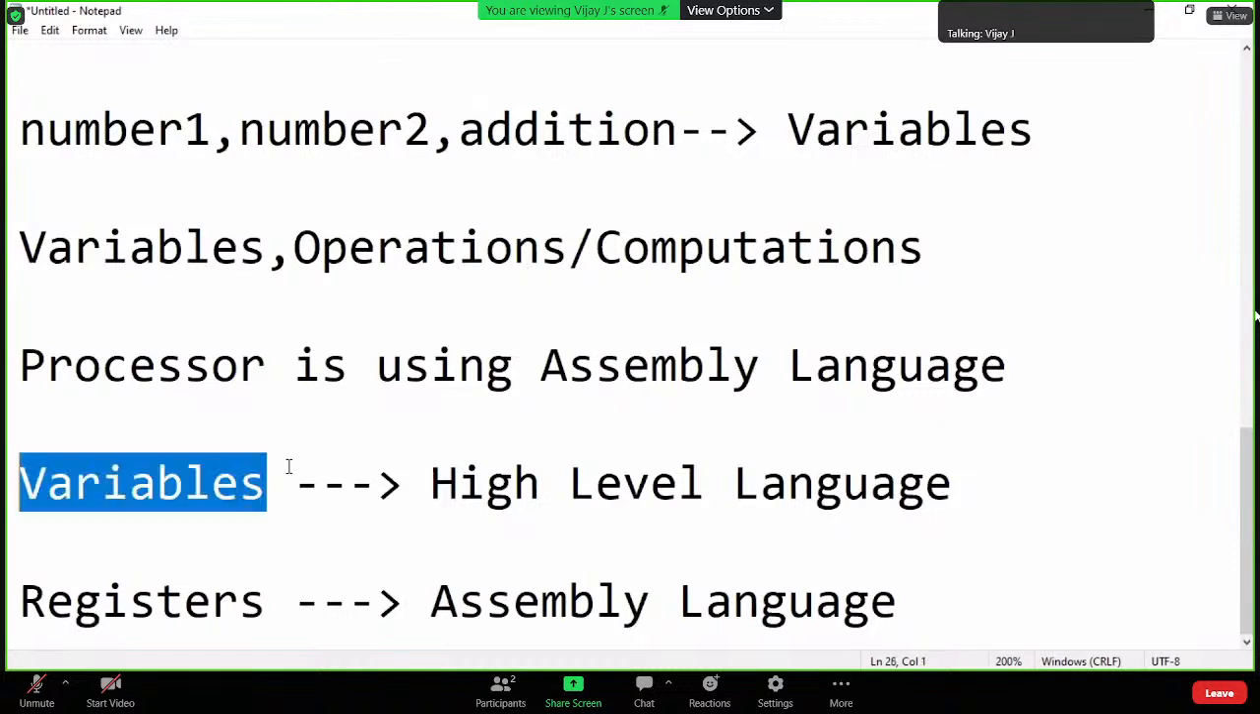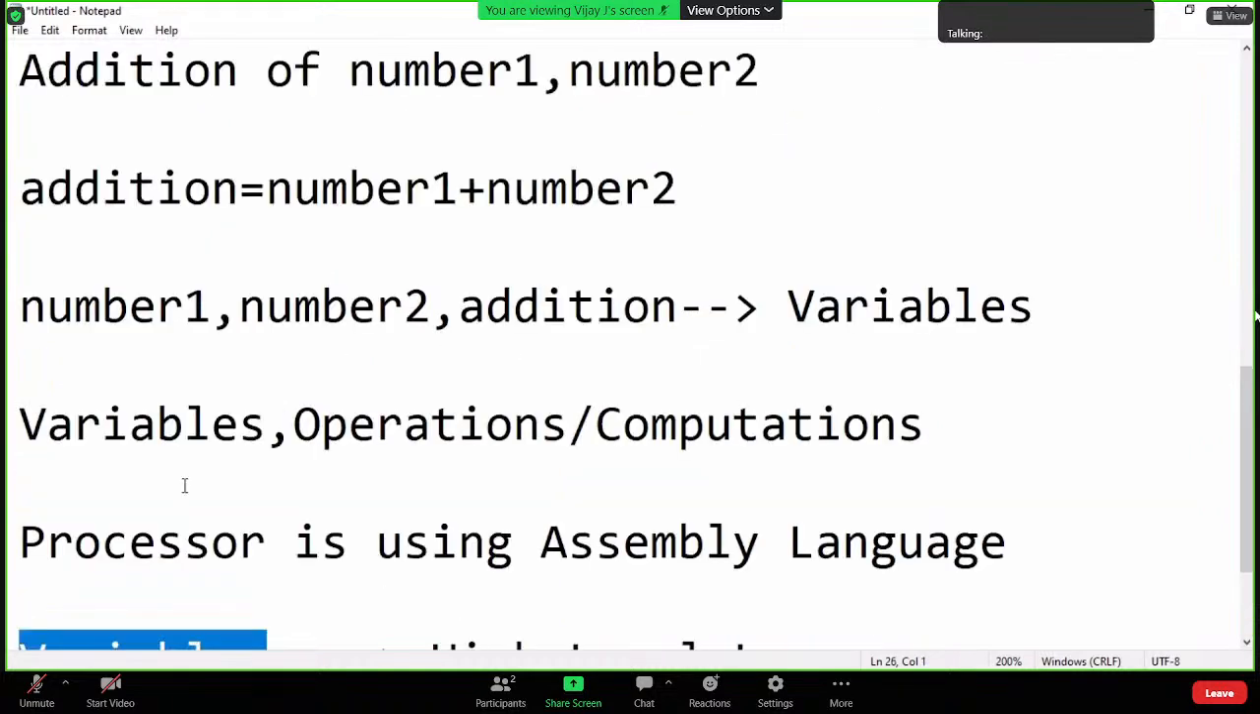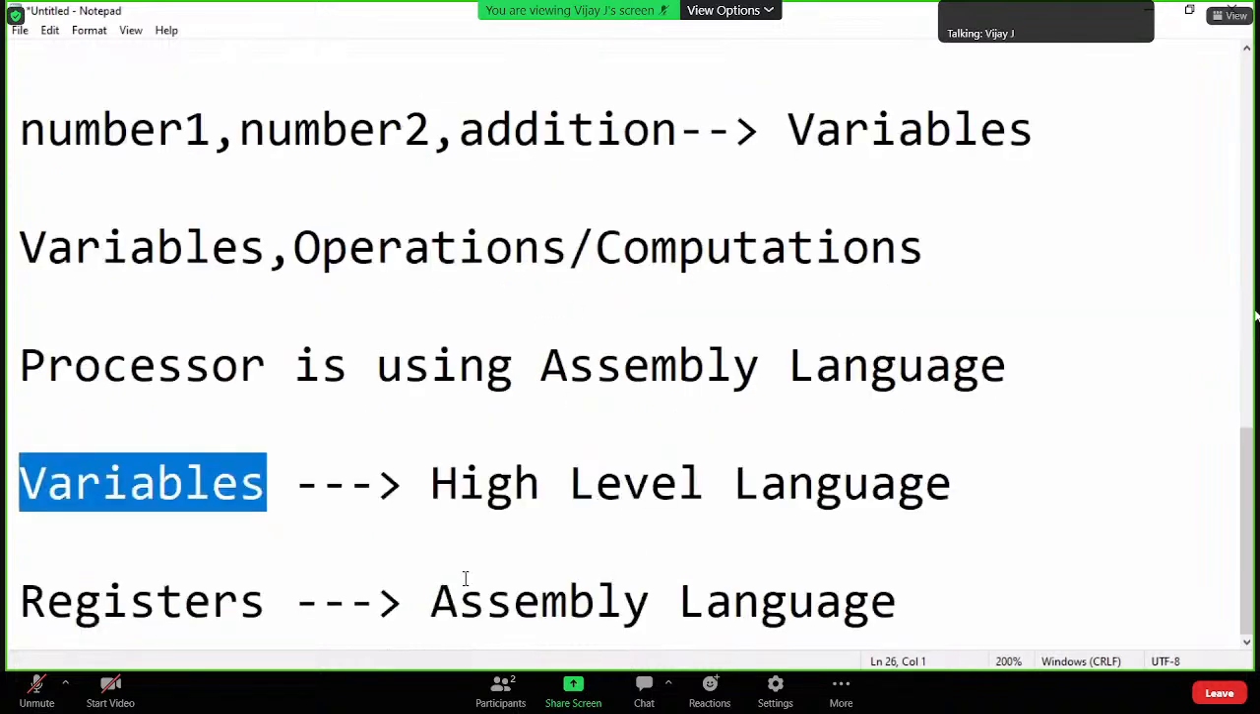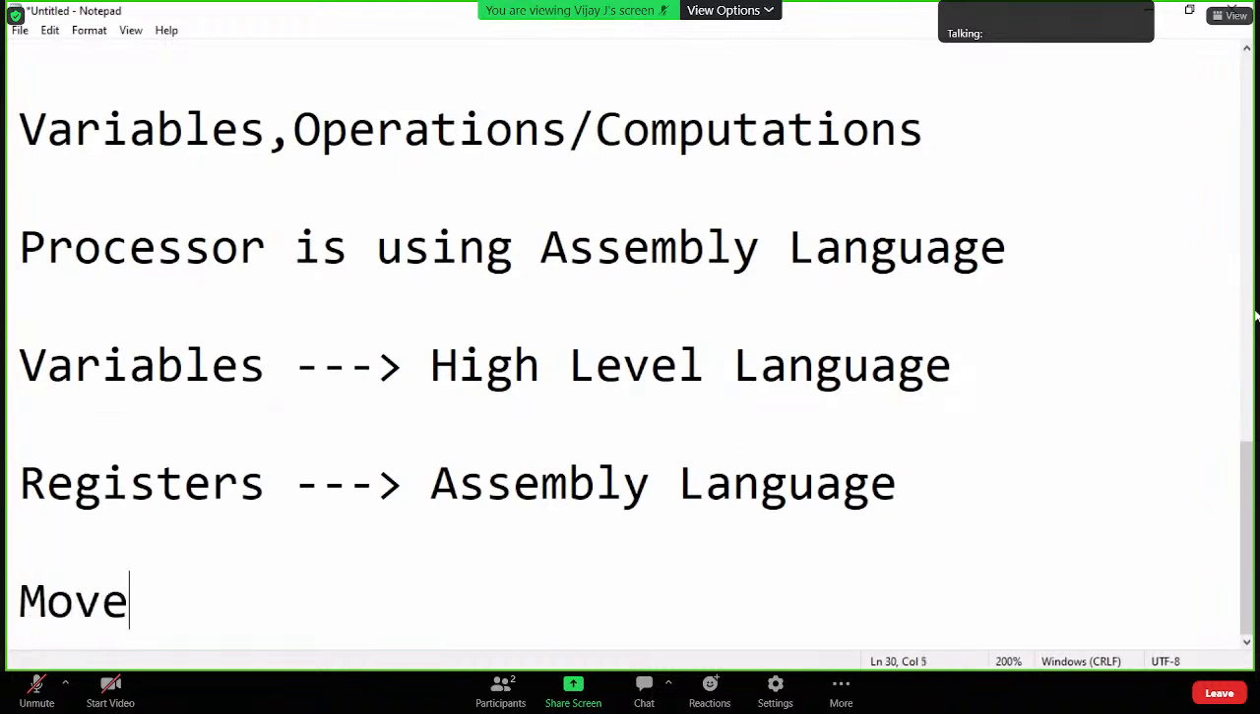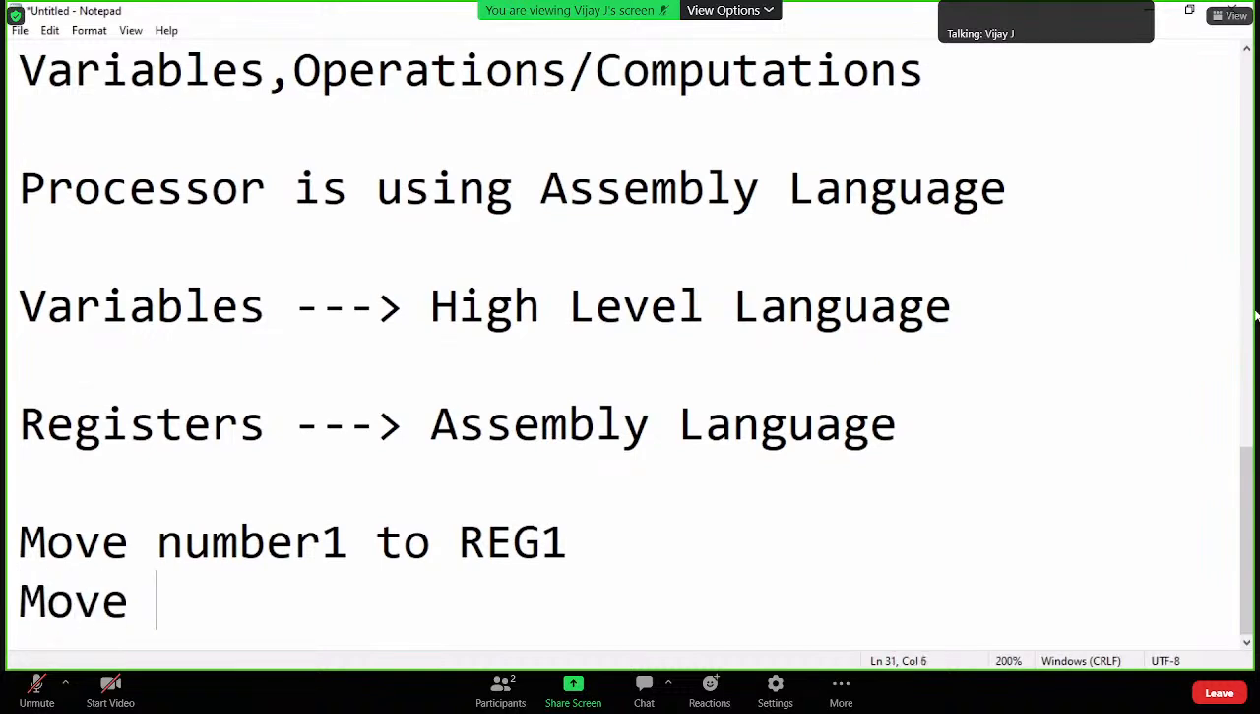Variables. For example, here, I already told you that we have 3 variables: number 1, number 2, and addition, right? But how about assembly language? In assembly language, what can we find? Registers. So what the processor is doing is simple. It is moving number 1 to something like REG1. Here REG stands for register. Similarly, it is taking number 2 to REG2.